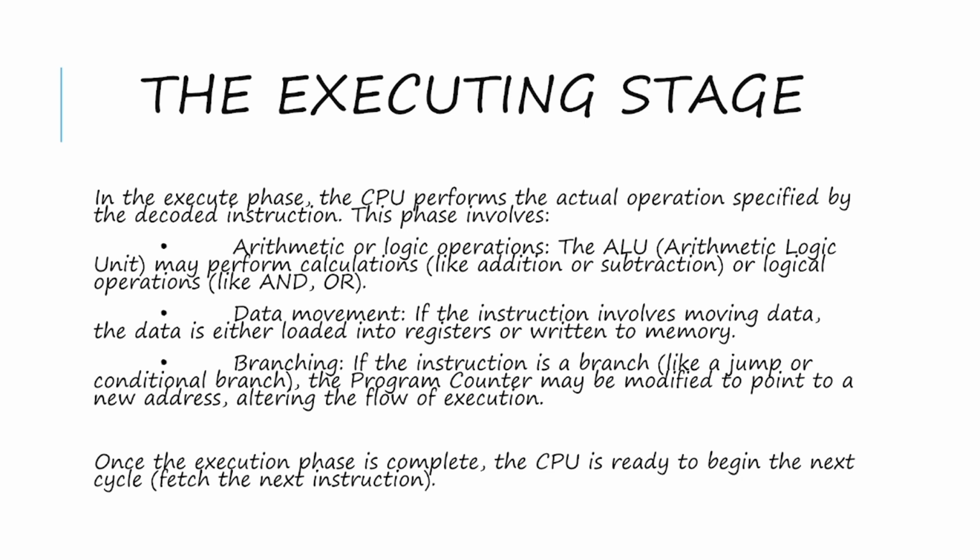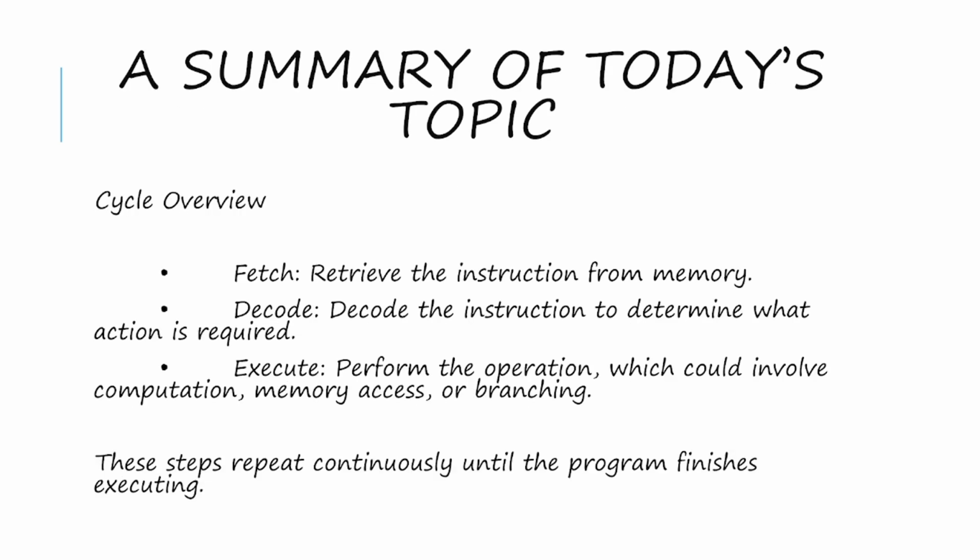Branching. If the instruction is a branch like a jump or conditional branch, the program counter may be modified to point to a new address, altering the flow of execution. Once the execution phase is complete, the CPU is ready to begin the next cycle or to fetch the next instruction. So this is a summary of today's topic, the cycle overview.